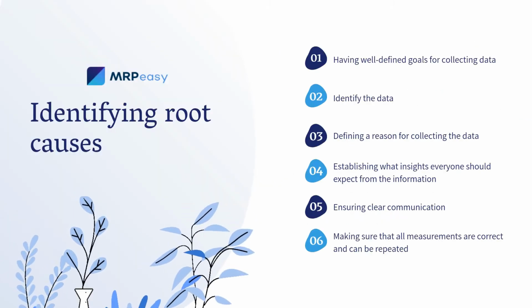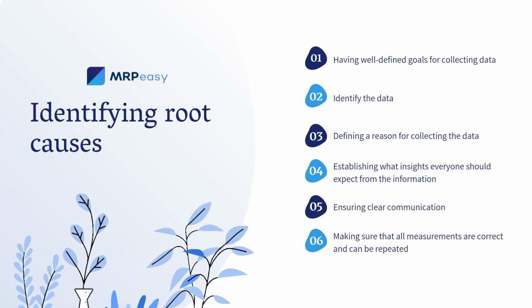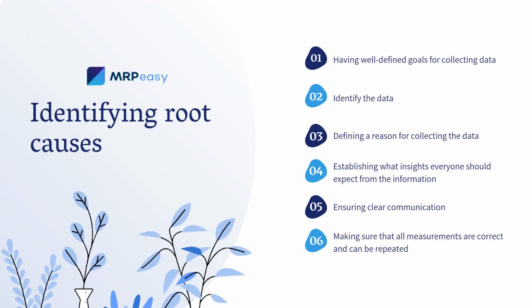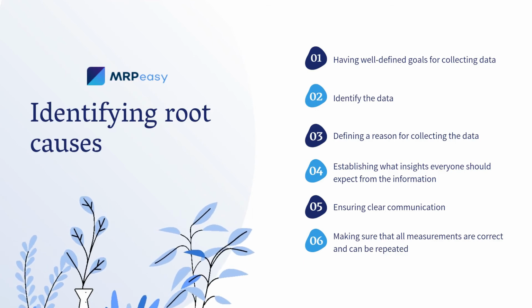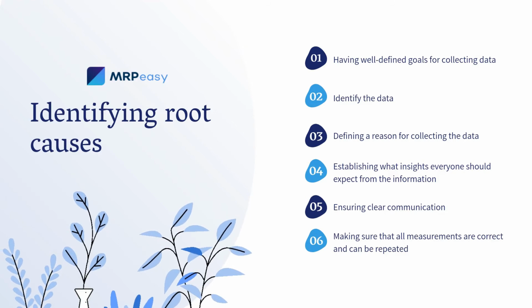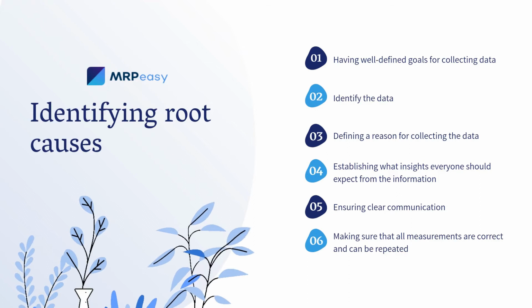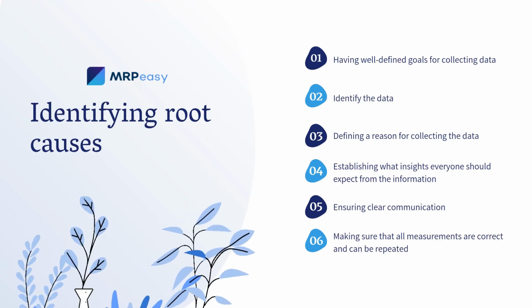Identifying root causes. Businesses must understand their processes entirely before they can determine a root cause correctly. It's not enough to know how the process was designed to work. It's more about understanding how the process is actually working. Finding this requires the following: having well-defined goals for collecting data, identifying the data, defining a reason for collecting the data, establishing what insights everyone should expect from the information, ensuring clear communication, and making sure that all measurements are correct and can be repeated.